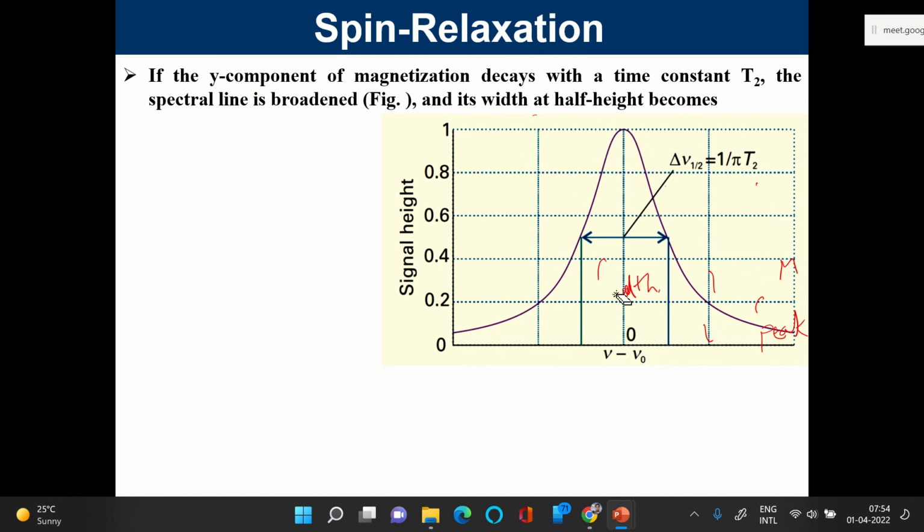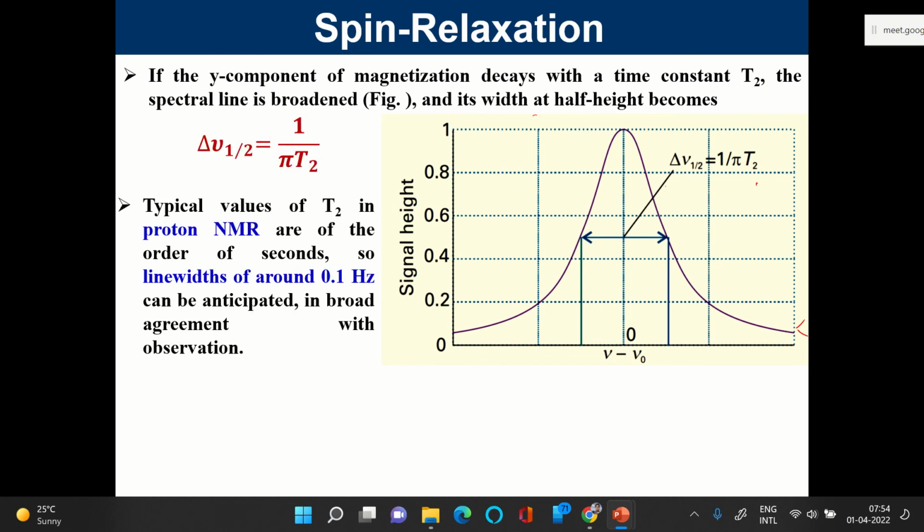So the spin relaxation time can be evaluated by measuring the full width at half maximum. Typically, for proton NMR, T2 is on the order of seconds, and line widths are around 0.1 hertz.